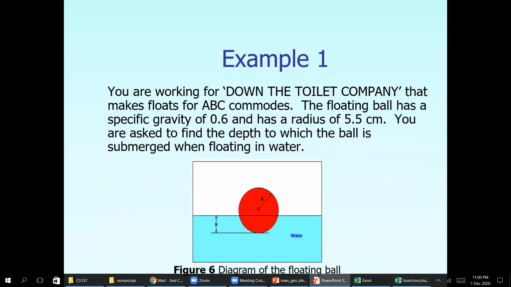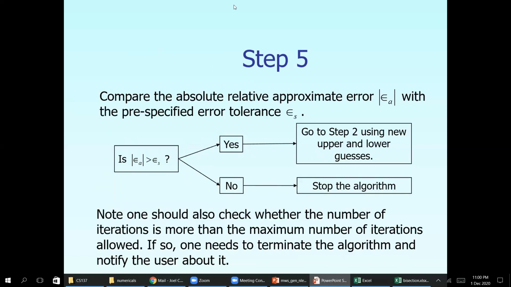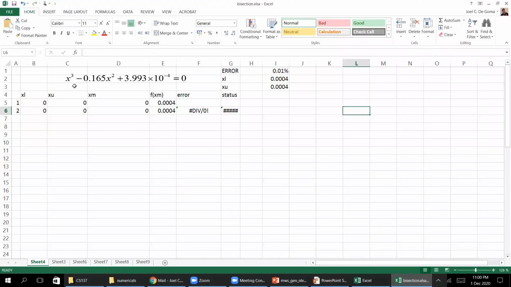Okay, so let's have an example. Let's have this equation: x cubed minus 0.165 x squared plus 3.993 times 10 raised to negative 4. First, using the bisection method, we're going to determine the upper limit and the lower limit. Lower should give us a negative answer. Upper should give us a positive answer.